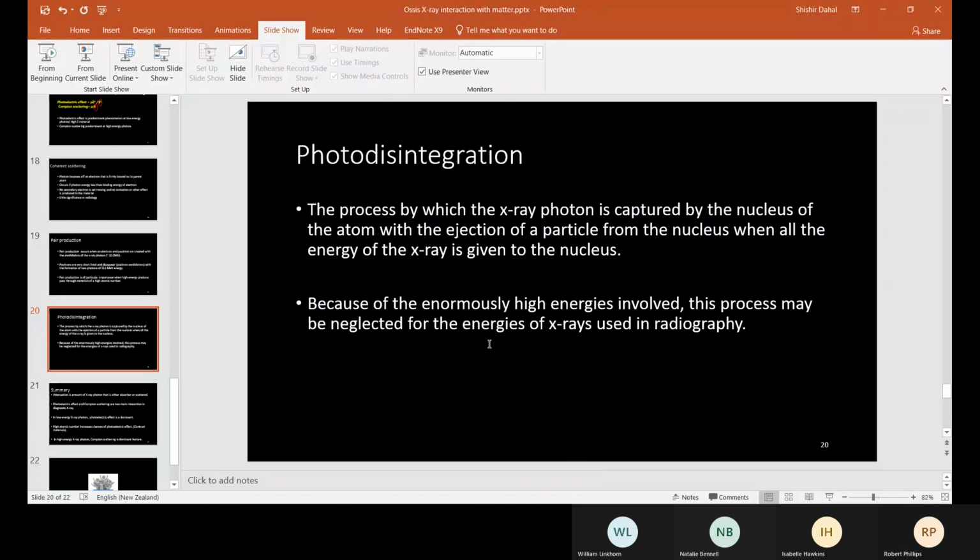Is that in nuclear reactors? Yeah, in a nuclear reactor, it occurs. Yeah, nuclear reactor.